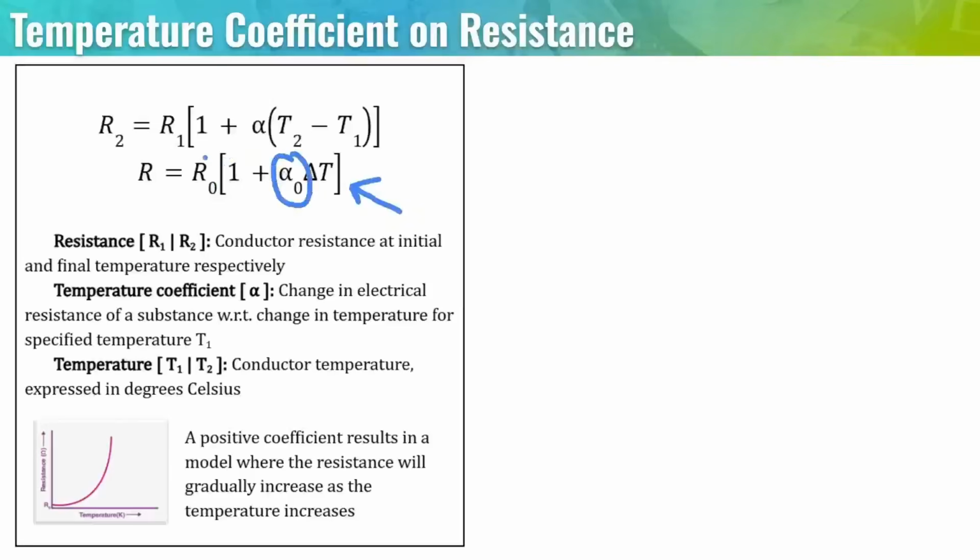So if it's alpha sub 0, make sure that you're using R sub 0 and that the change in temperature starts from 0.